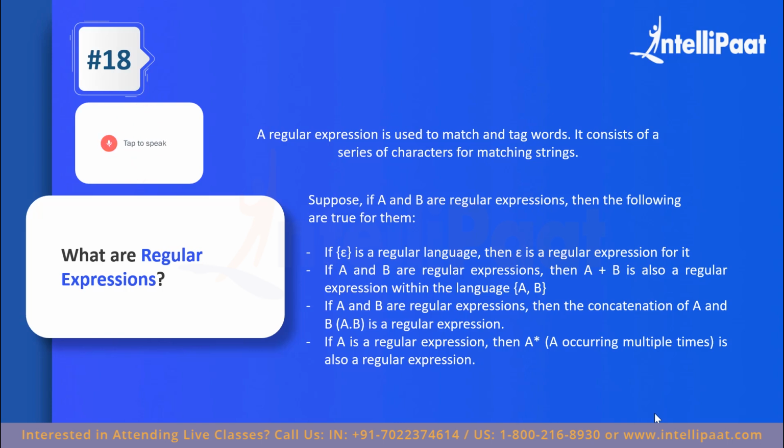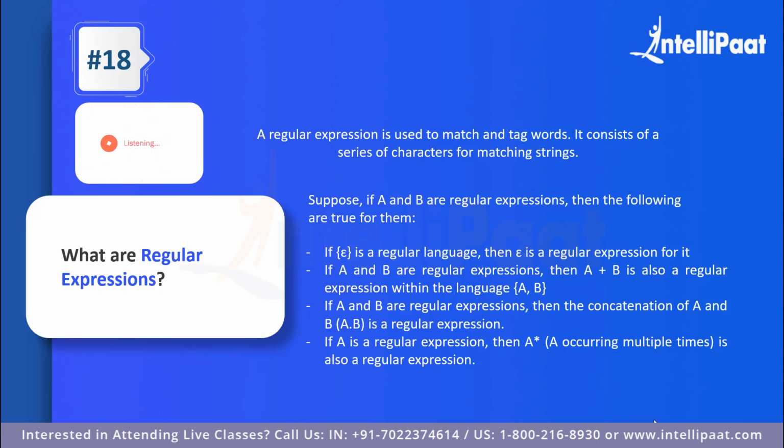And if A and B are regular expressions, then A plus B is also a regular expression within the language. Then if A and B are regular expressions, then the concatenation of A and B, that is A dot B, is a regular expression. And the final one is if A is a regular expression, then A star, that is occurrence of A multiple times, is also a regular expression. So these are the rules of regular expressions.